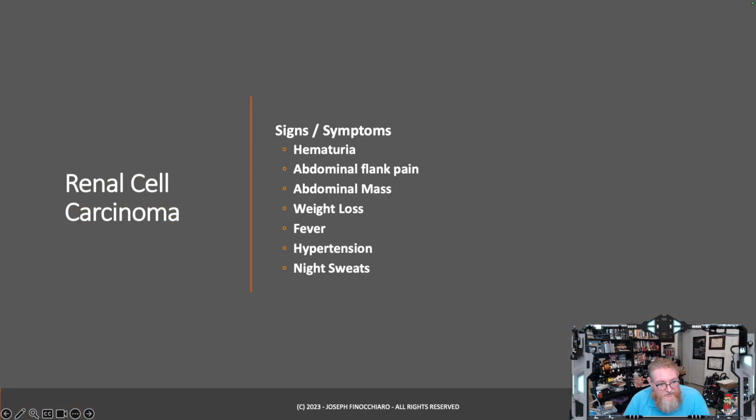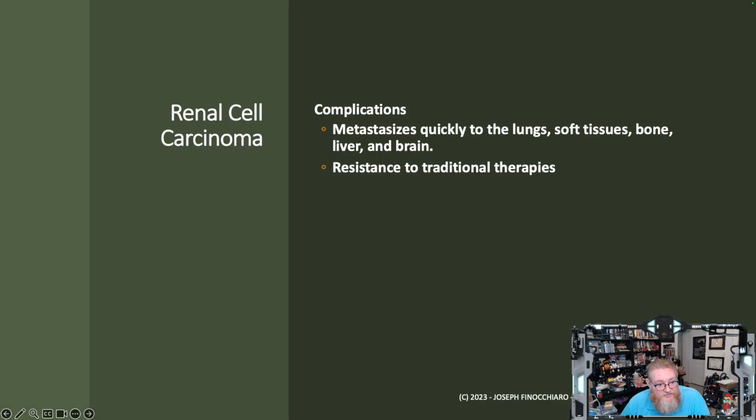Signs and symptoms of renal cell carcinoma are hematuria, abdominal flank pain, abdominal mass, weight loss, fever, hypertension, and night sweats. A complication of renal cell carcinoma is that it metastasizes quickly to the lungs, soft tissues, bone, liver, and brain. Resistance to traditional therapies of chemotherapy and radiation.